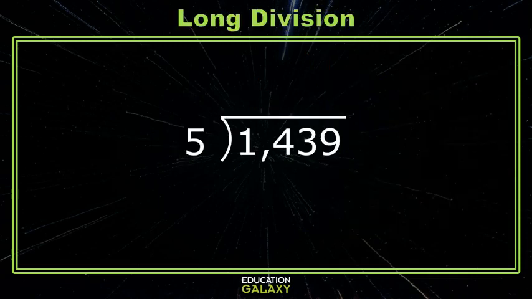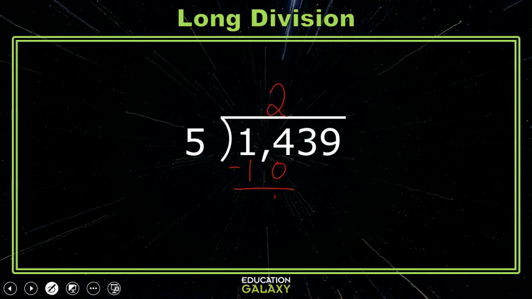Now let's try some good old-fashioned long division. 1,439 divided by 5. First we want to know how many times 5 goes into 1. But it can't! So let's look at 5 into 14. We know 5 times 2 is 10, but then we'd have 4 left over. Next, let's drop down the 3. That makes 43. We know 5 times 8 is 40, and that would give us 3 left over. Then, let's drop down the 9.